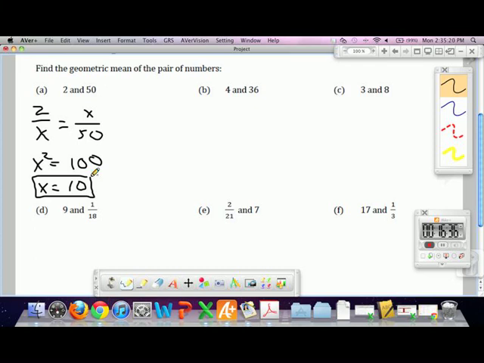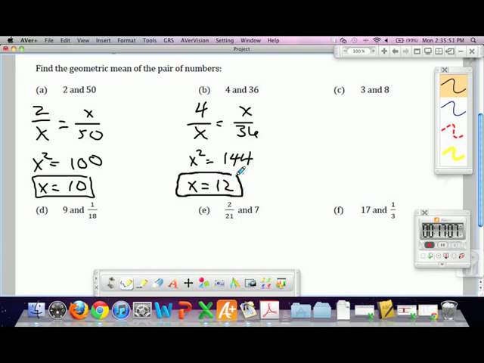Between 4 and 36, again, you can set a proportion. 4 over x equals x over 36, where x is the geometric mean. And we get what? x squared equals 144. The geometric mean between these two numbers is 12.